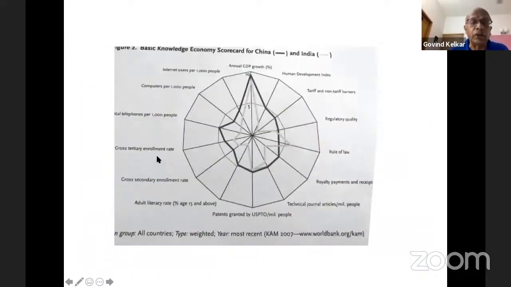Now, this was then put into this kind of spider's web. The dark line is China, and the light line inside is India. You will see on every indicator, India is inside the Chinese web. That means it is lower than China in everything except the rule of law, where it is higher than in China. But that's the only thing. Everything else, whether it is the Human Development Index, or the internet users per 1,000, or computers per 1,000, or gross tertiary enrollment, India is lower than China. So therefore, you can see very well why there is a huge difference between the Indian and the Chinese economies.